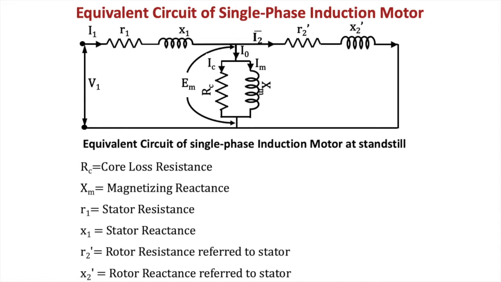The equivalent circuit of the single phase induction motor is similar to what we have done for the three phase. There it was the per phase quantities. Over here it is single phase motor, single phase quantities only. R1 is the stator resistance, X1 is the stator leakage reactance, R2 dash is the rotor resistance referred to the stator, X2 dash is the rotor reactance referred to the stator, RC is the core loss resistance, and XM is the magnetizing reactance. V1 is the input voltage and I1 is the current drawn by the motor.